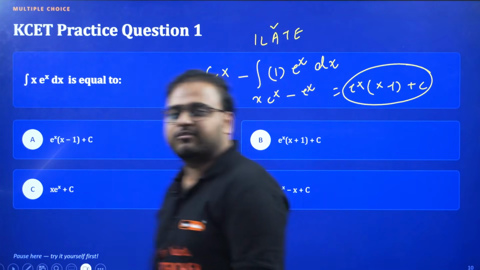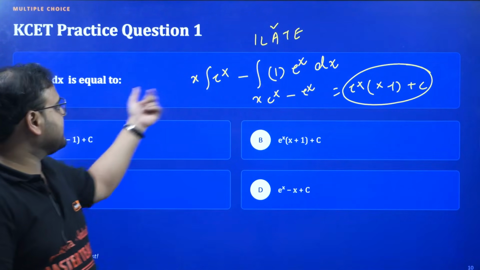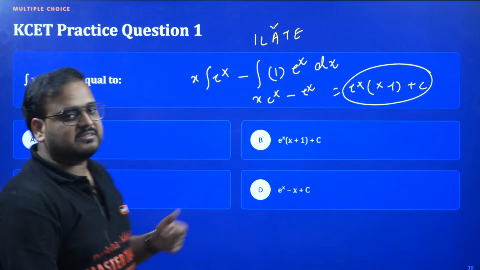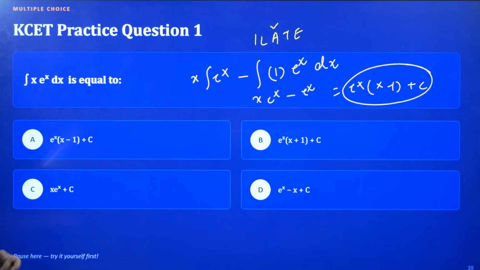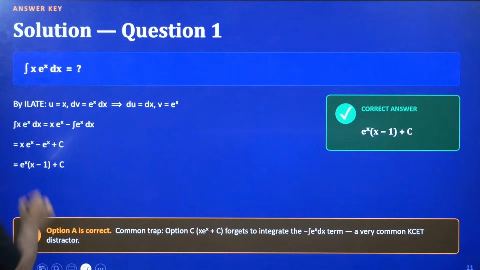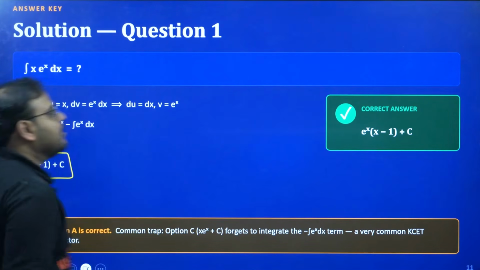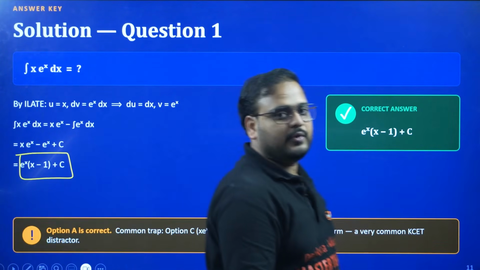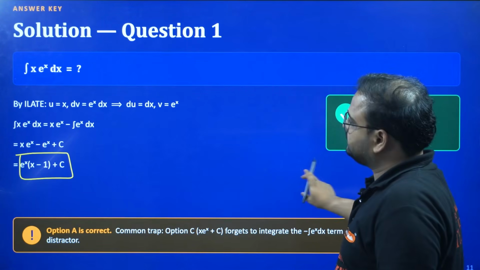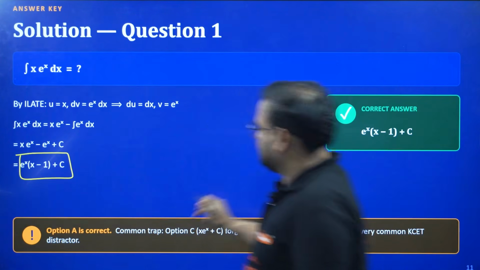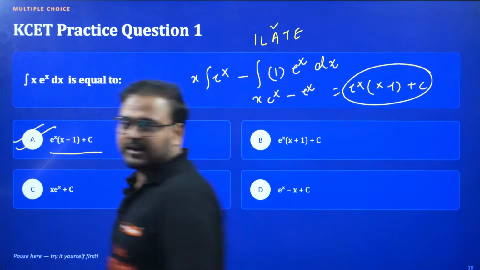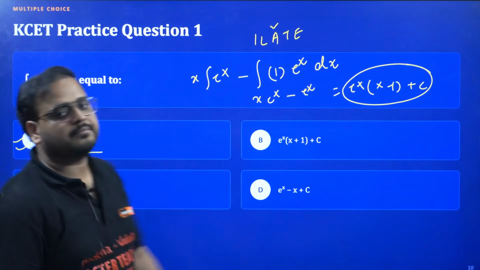This is actually a standard form also. Please try to remember this: x e power x or t e power t is a standard form. The answer is e power x, (x minus 1). Check, e power x, (x minus 1). I have given you a detailed solution also. You can refer to it over here. Option A is correct. Clear, guys? No problem over here.